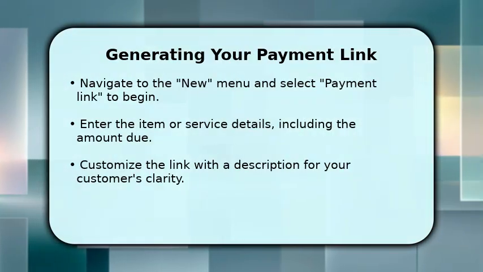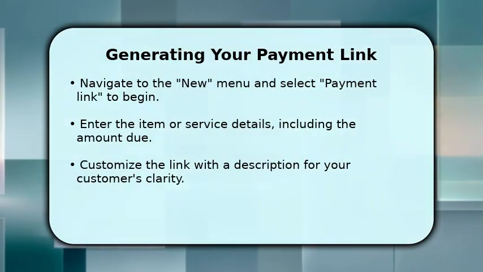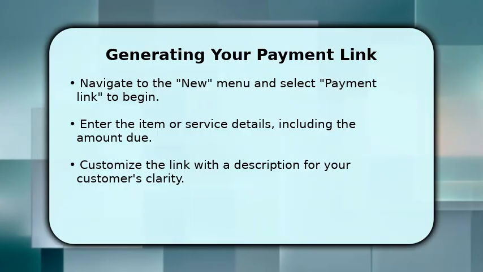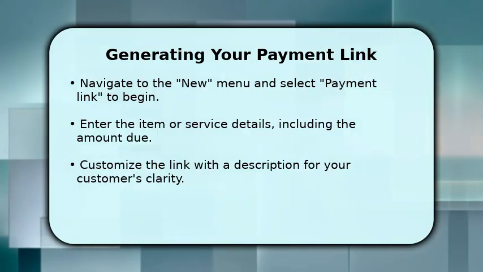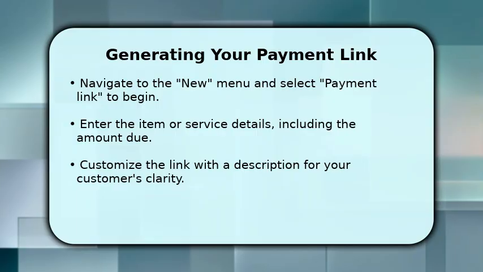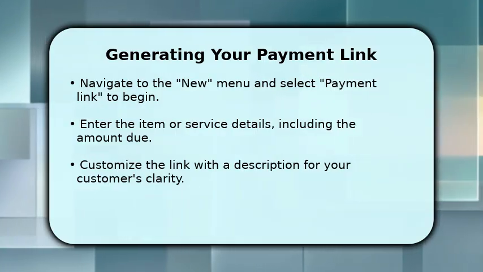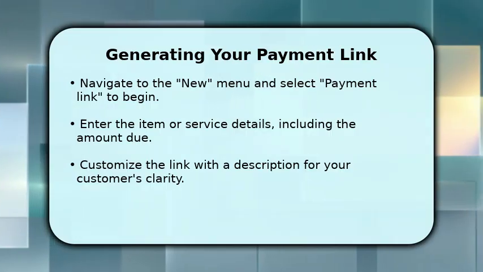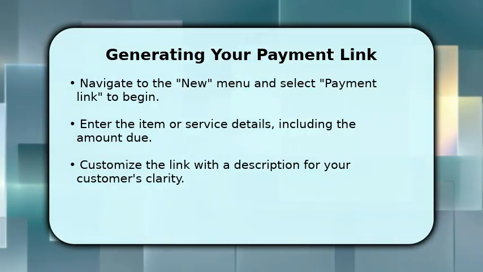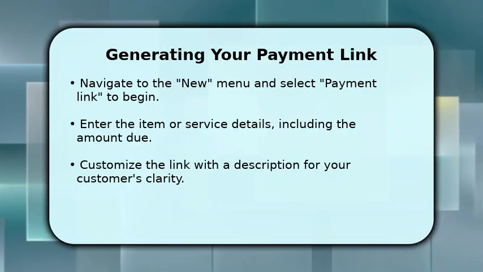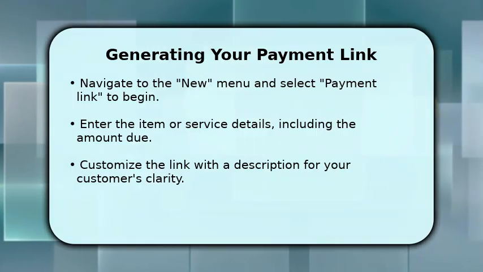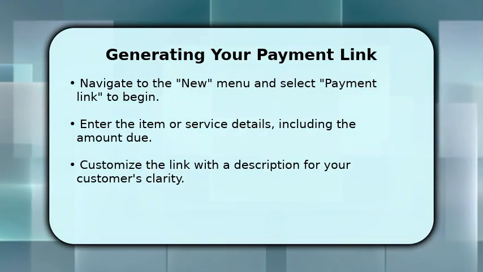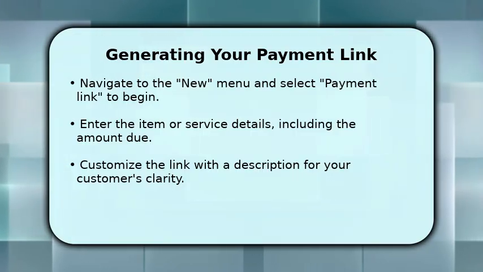Creating a payment link in QuickBooks Online is straightforward. First, from your dashboard, locate the New button and choose Payment Link from the options. Next, you will specify the item or service your customer is paying for and enter the exact amount. You can also add a brief description to help your customer understand the payment's purpose. This process takes less than 1 minute, ensuring you can quickly generate and send out payment requests.